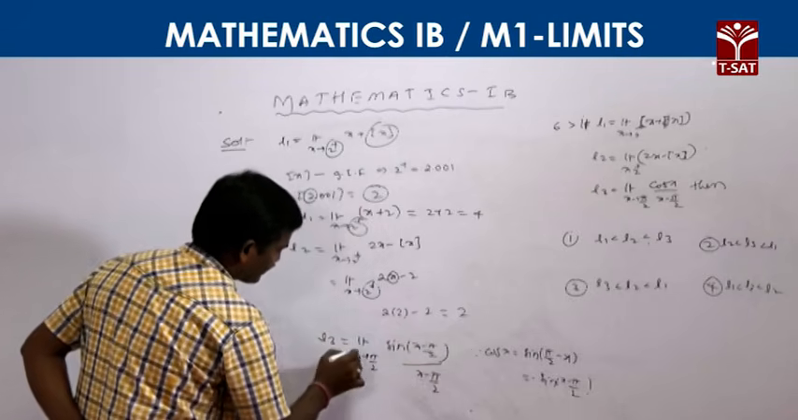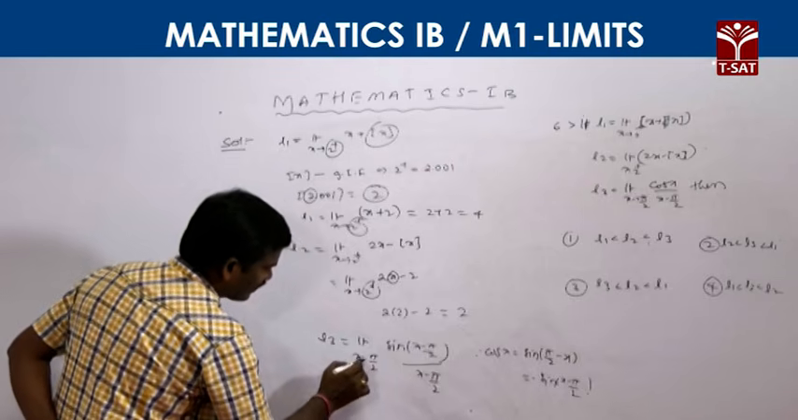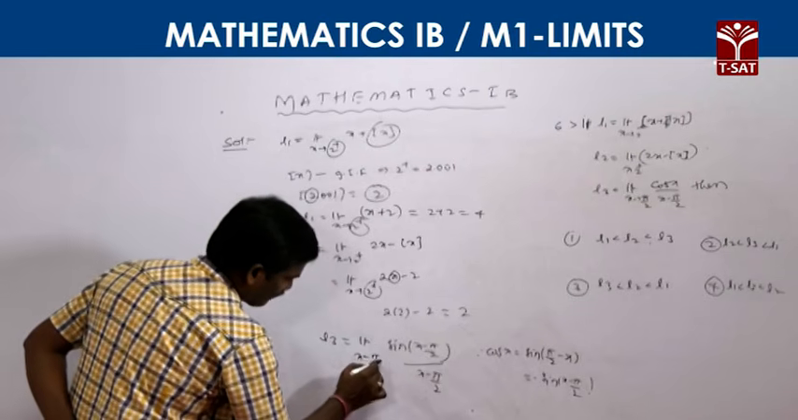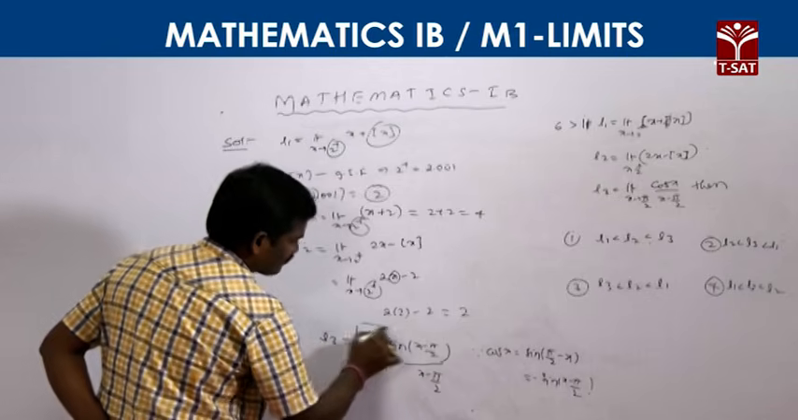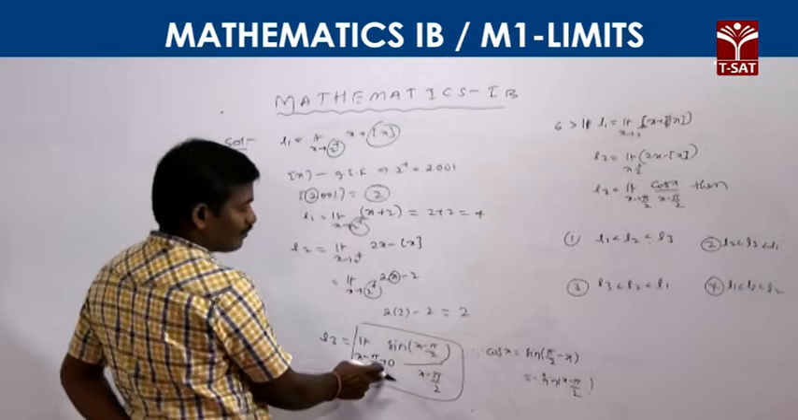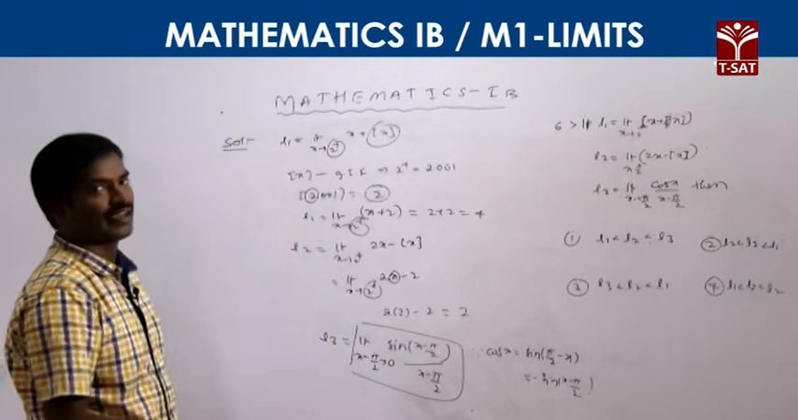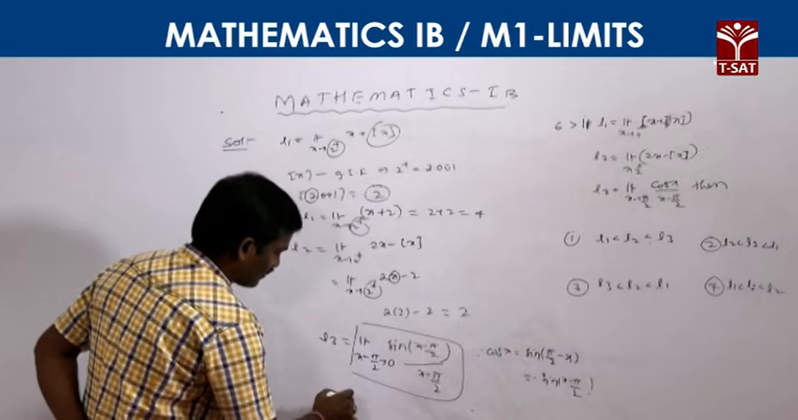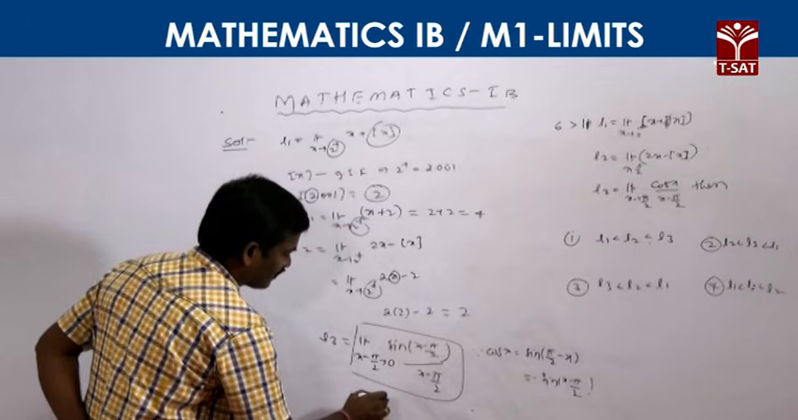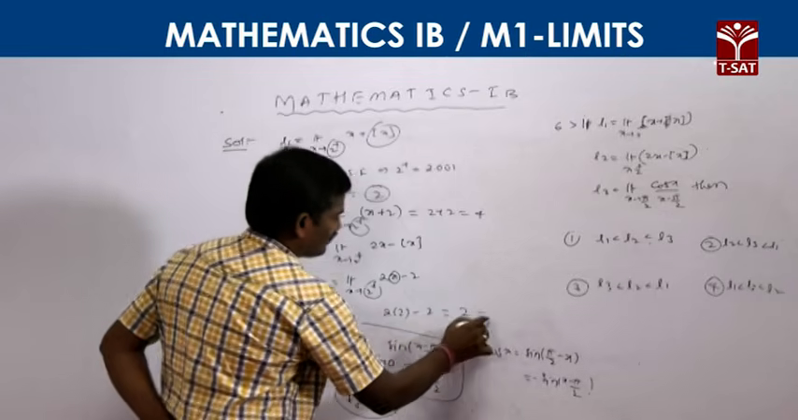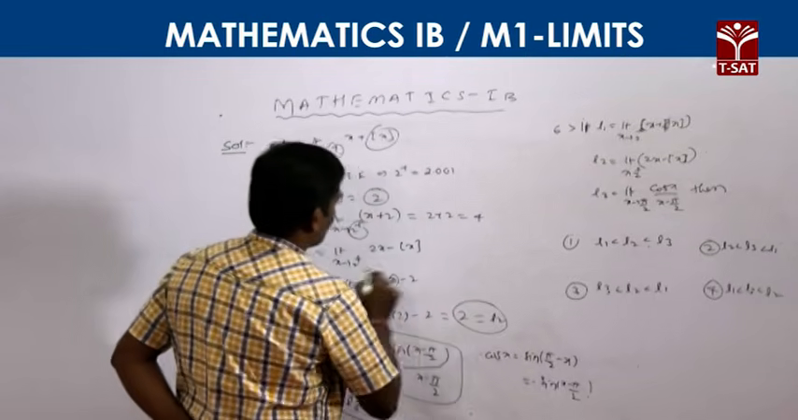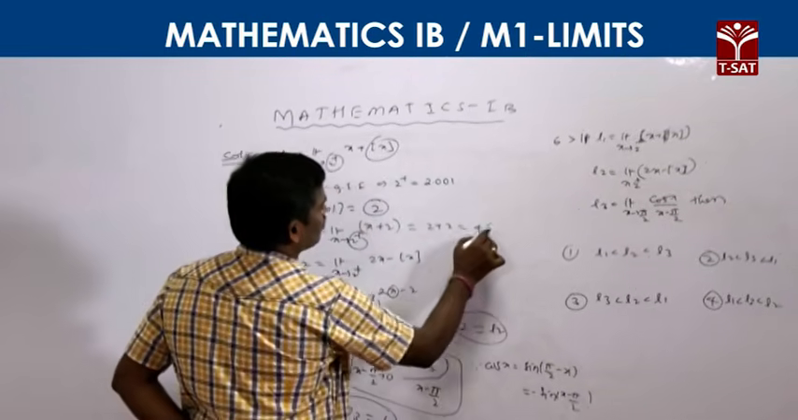So now we are getting the standard form. When you write limit x minus pi by 2 tends to 0, this is going to give the standard form. So limit x tends to 0, sin x by x form. So that answer is what? 1. So L3 equals 1. L1 is 4, L2 is 2, L3 is 1.